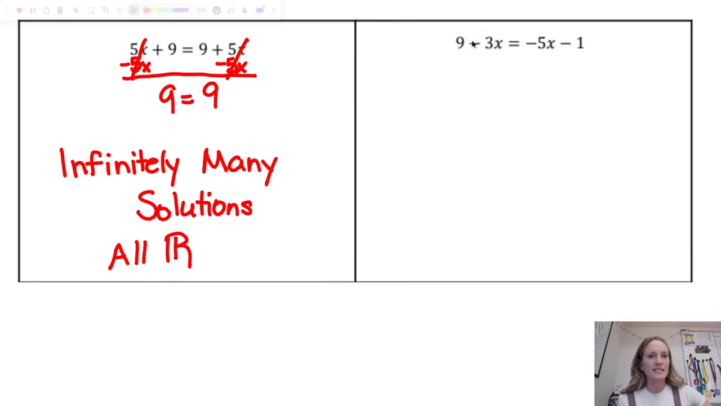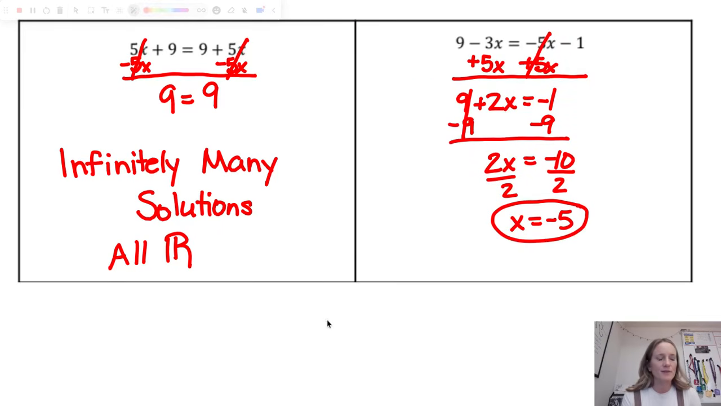All right, fourth example. I want you guys to try this one. And when you have your solution, I want you to type it into the answer box. So pay attention to the fact that you do have variables on both sides and see what you can come up with.